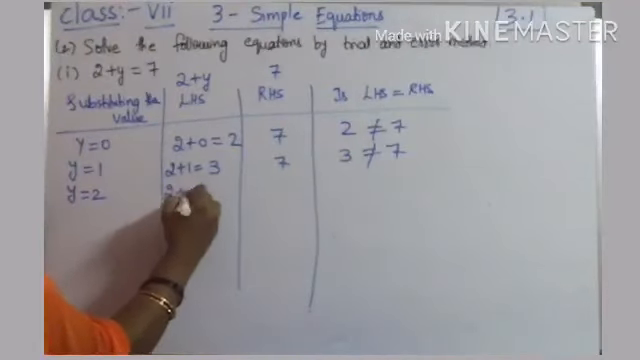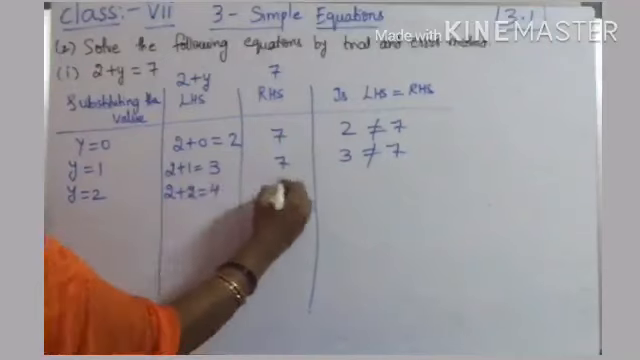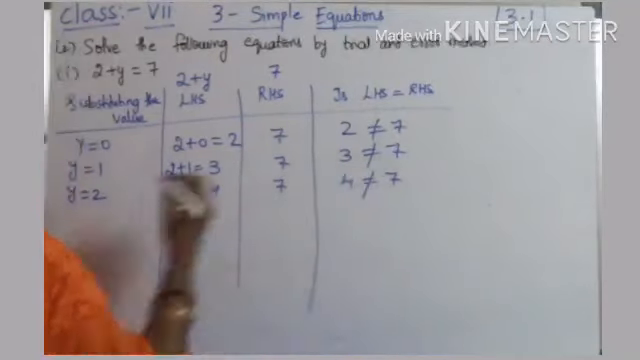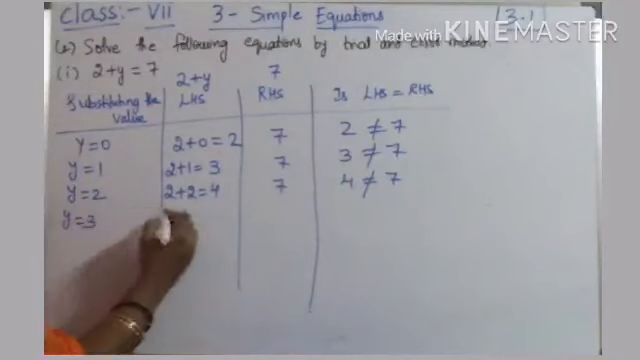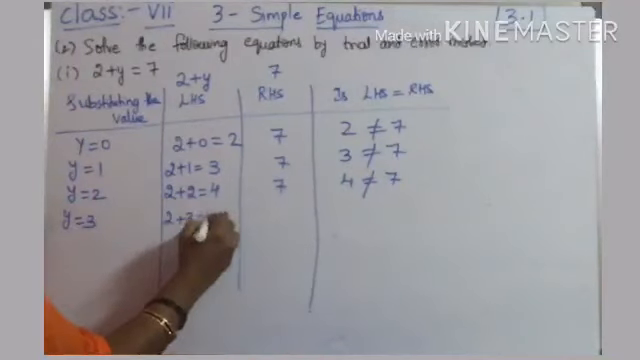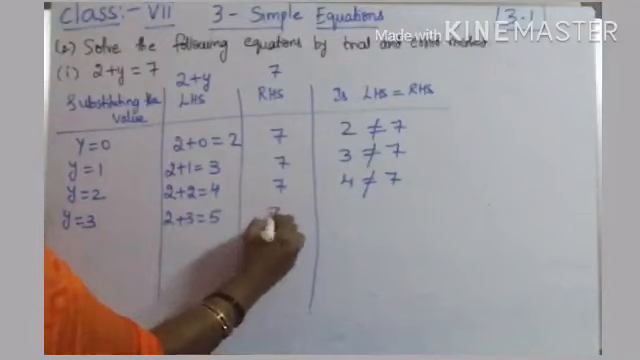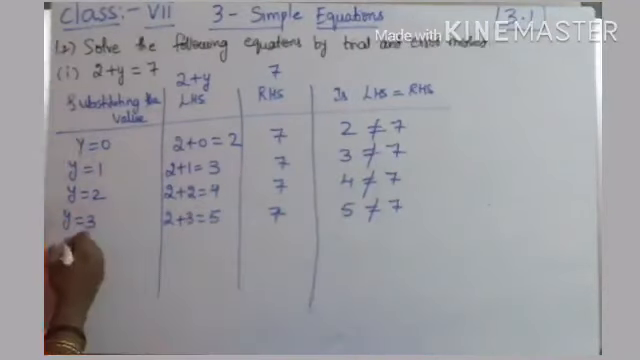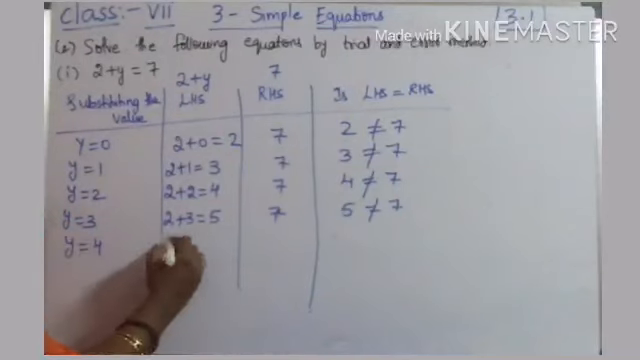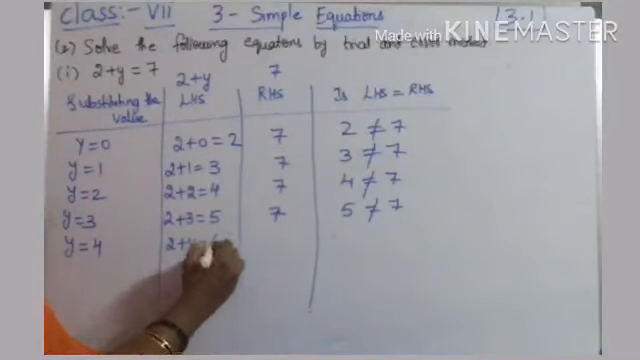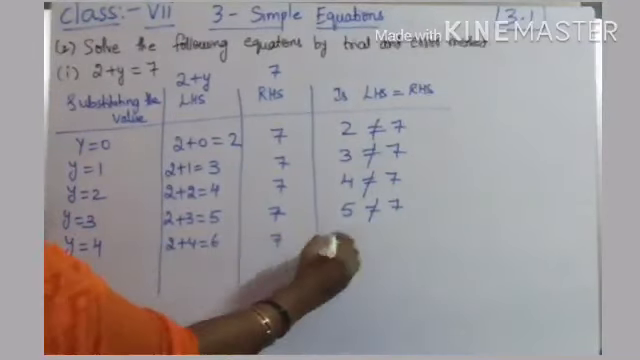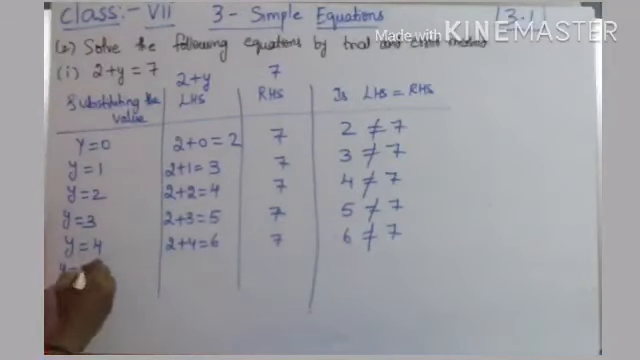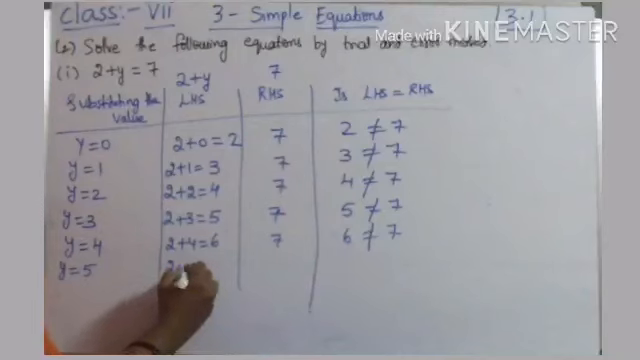So 2 plus 2, how much? 4. And RHS is 7. Is 4 equal to 7, children? No. Next, y equal to 3. 2 plus 3 equal to how much? 5. And RHS you got as 7. Is 5 equal to 7? No. Next, y equal to 4. 2 plus 4, that is 6. And RHS is 7. Is 6 equal to 7? No. Next, y equal to 5. 2 plus 5, that is 7.